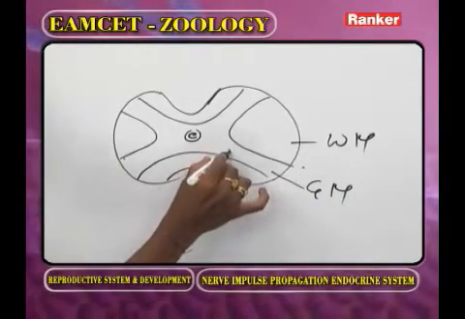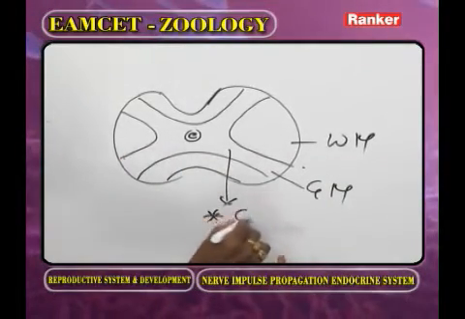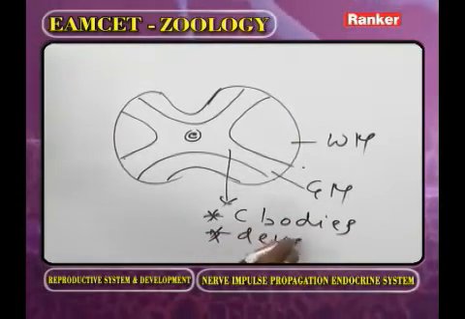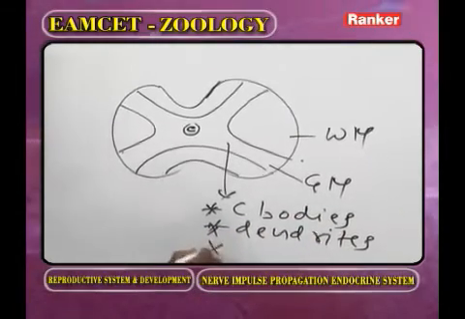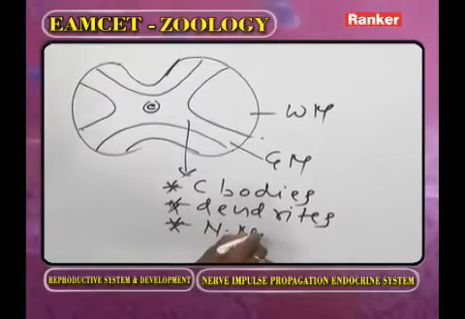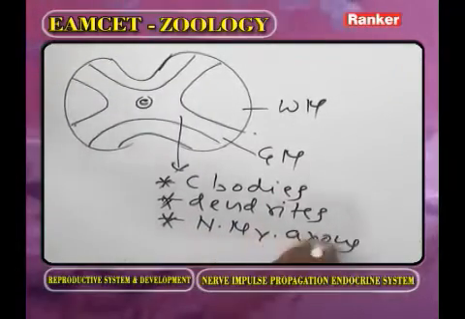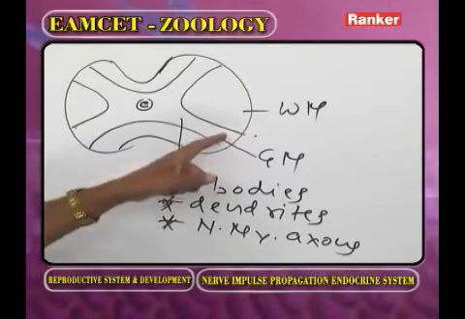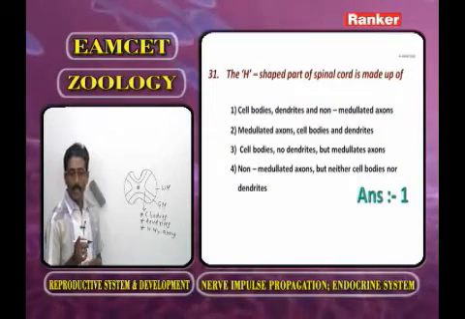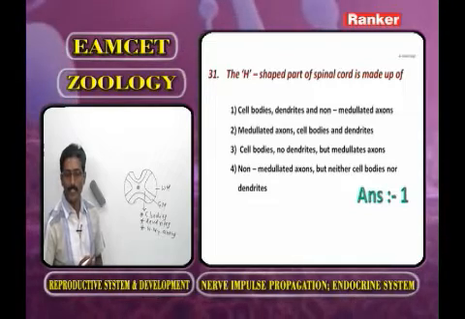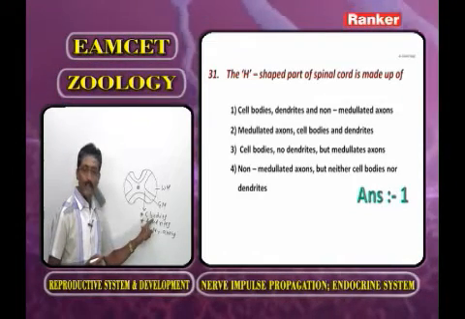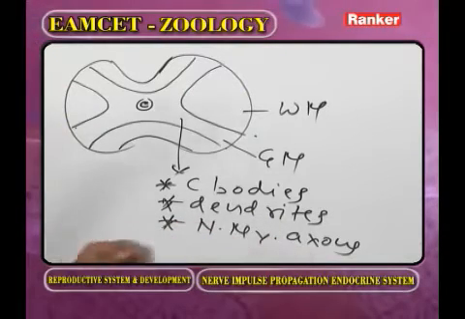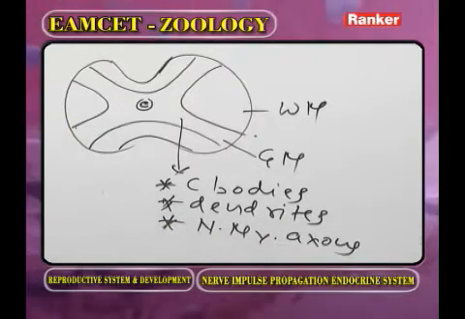Now in the grey matter, what are present? The cell bodies, then dendrites, and then non-myelinated axons. Now you observe the answer. The H-shaped part is grey matter. The grey matter of spinal cord consists of cell bodies, dendrites, and non-medullated or non-myelinated axons. The next question.